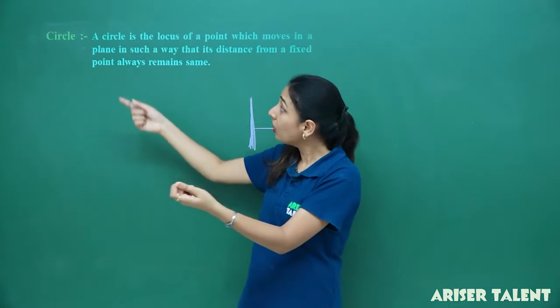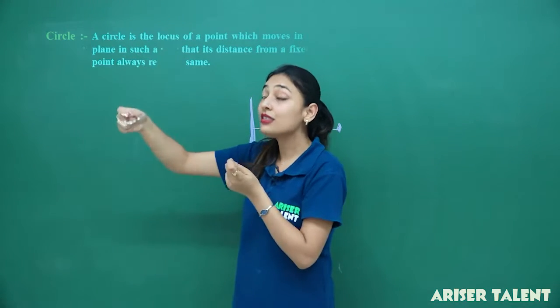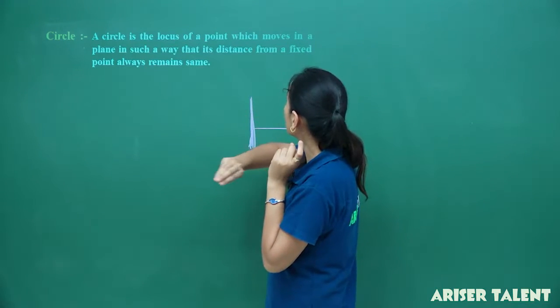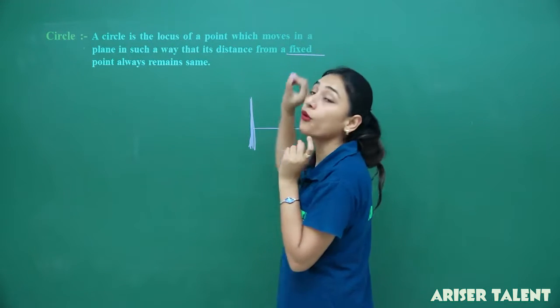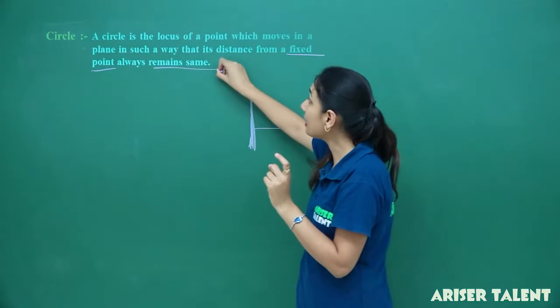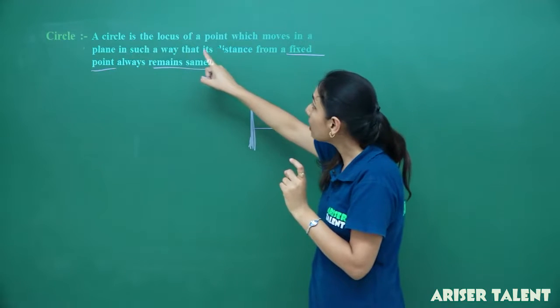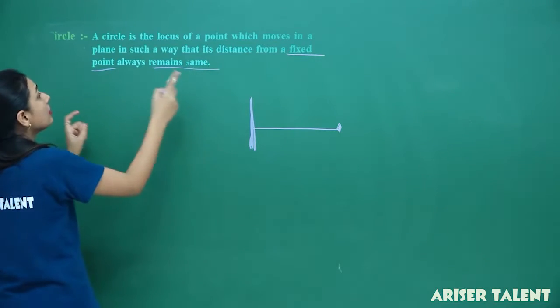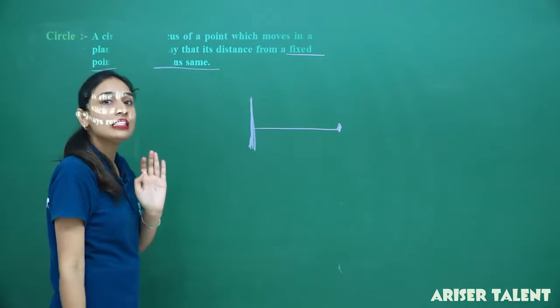Now this is the same thing here. The distance is constant. So this word is used here, fixed point. Fixed point, and the distance will remain always the same. So a circle is a locus of a point which moves in a plane in such a way that its distance from a fixed point always remains the same.